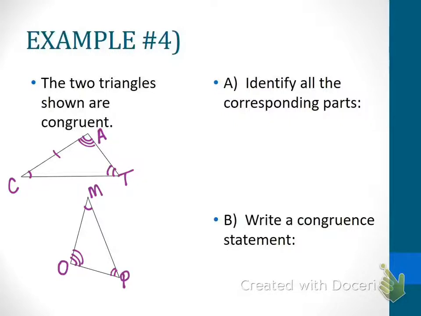OM. So the CA is between 1 and 3 arcs. Do we see that? 1 arc, 3 arcs. So M and O would be my 1 arc, 3 arc side. Does that make sense? Sides are a little bit trickier when they're not oriented the same way.